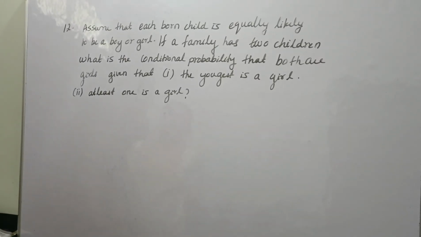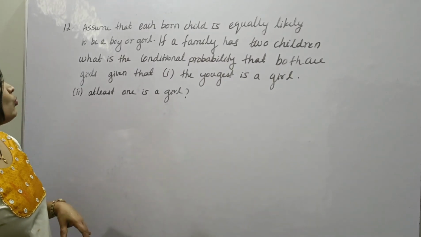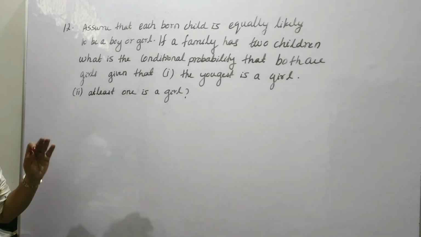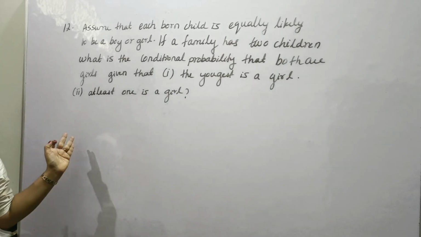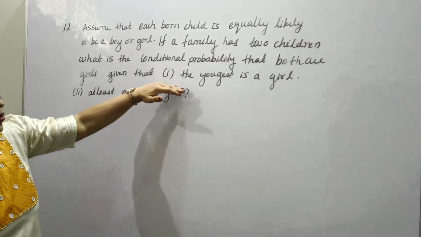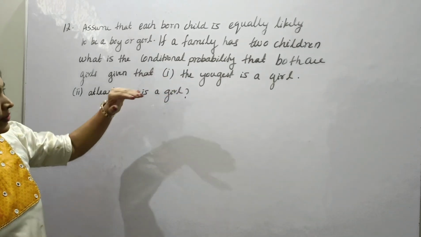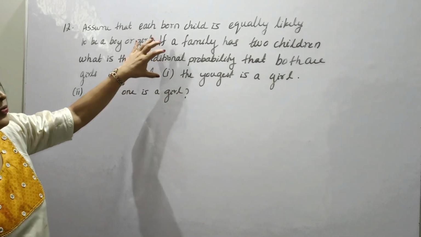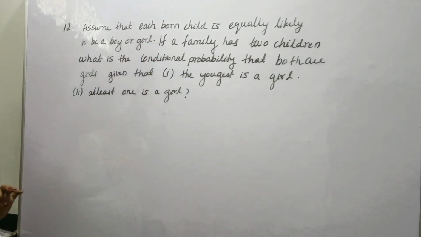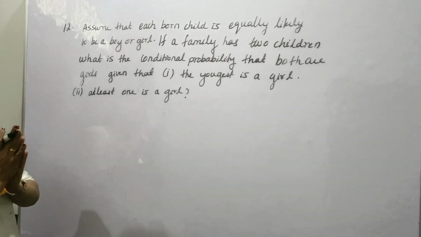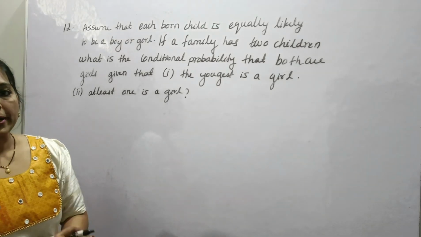Assume that each born child is equally likely to be a boy or girl. If a family has 2 children, what is the conditional probability that both are girls, given that the first one, the youngest, is a girl? Okay, first of all, let's find the first one. Okay, find the answer of the first one. So here, a family has 2 children.